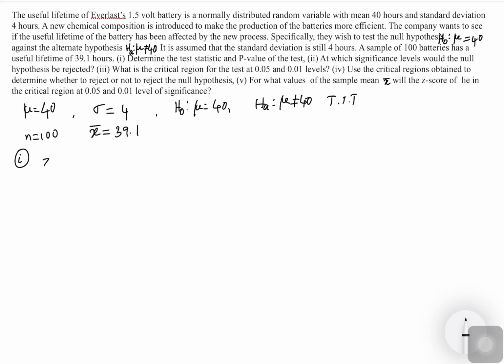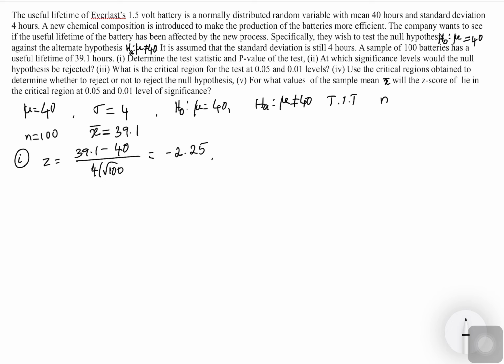So z is equal to x bar, 39.1, minus mu, which is 40, over sigma divided by root n. Root n, what is it? n is 100, so root n is 10. This gives us minus 2.25. And then they're asking what is the p-value of the test.